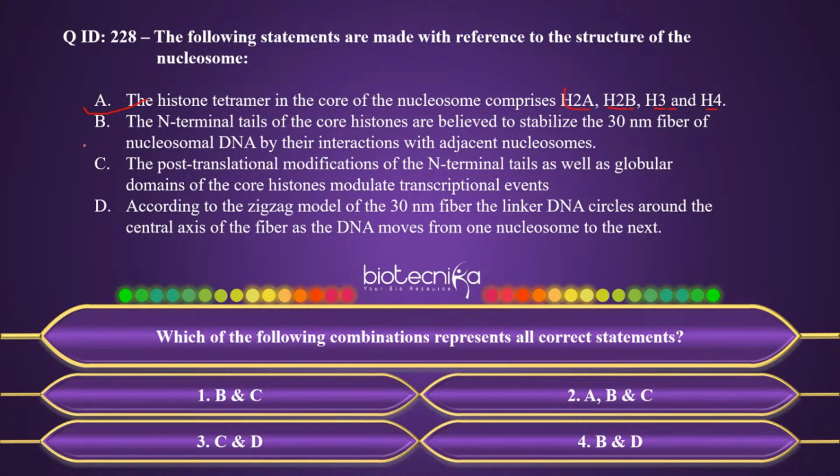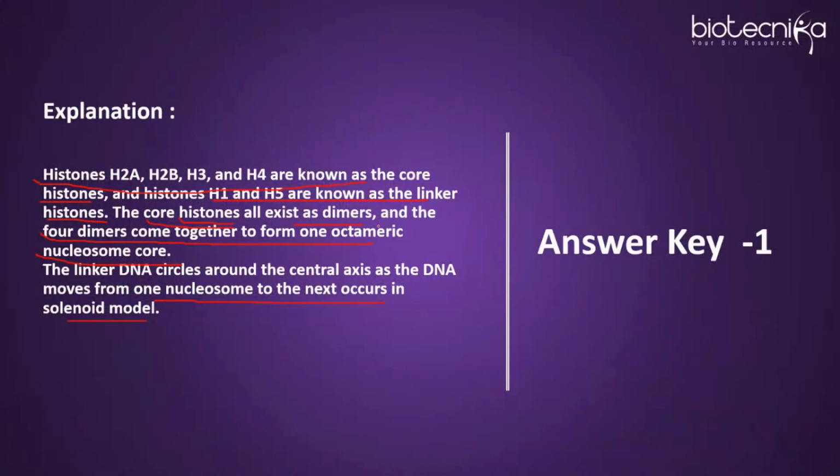B says that the N-terminal tails of the core histones are believed to stabilize the 30 nanometer fiber of the nucleosomal DNA by their interactions with the adjacent nucleosomes. This option is also correct. And option C says that the post-translational modification of the N-terminal tails as well as the globular domains of the core histones modulate the transcription events, right? So these two options are the correct ones here. So option 1, whoever marked it has done it right.